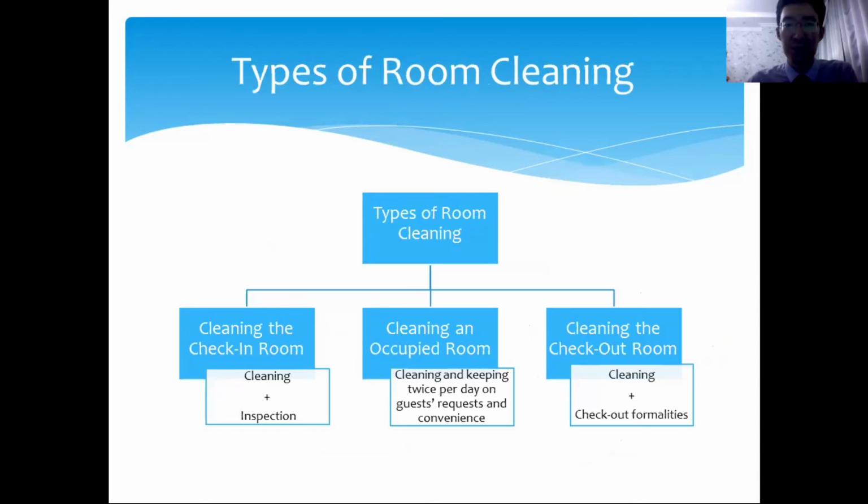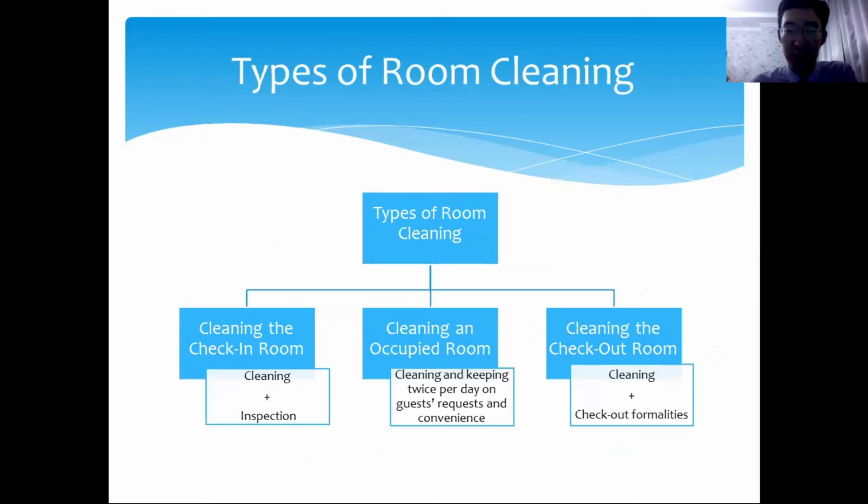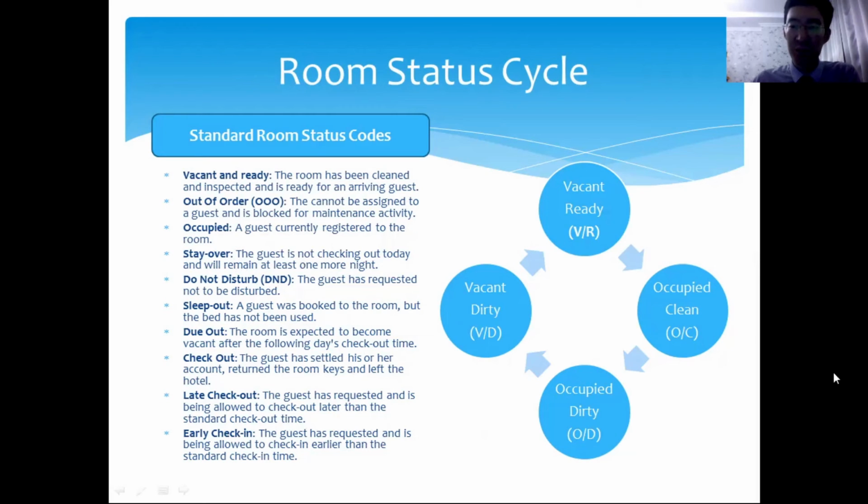So the types of room cleaning: we have three types. The first one is cleaning the check-in room. Basically, make sure that the vacant dirty room is going to be vacant ready. It is all about cleaning and inspecting the room, so it is of high quality. Then we have cleaning an occupied room. It means cleaning a room, say, twice per day, per the guest's request and convenience. This is cleaning a room of a stay over. So occupied clean and occupied dirty are the statuses that are going to be used by the housekeeping department.